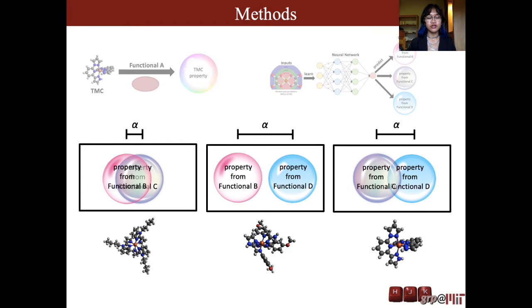I did mention earlier that we were looking for TMCs in which functional disagreement was the largest, and so we use this metric called alpha, which basically measures how much a functional disagrees with another functional. So again, since we're looking for large functional disagreement, we're looking for a large value of alpha. In this case, that would be this central TMC right here, because this has the most functional disagreement.